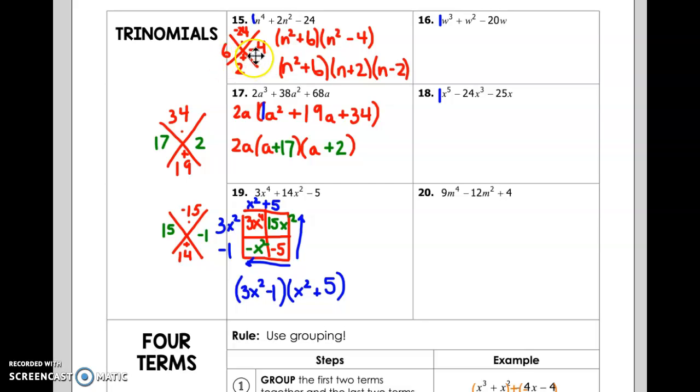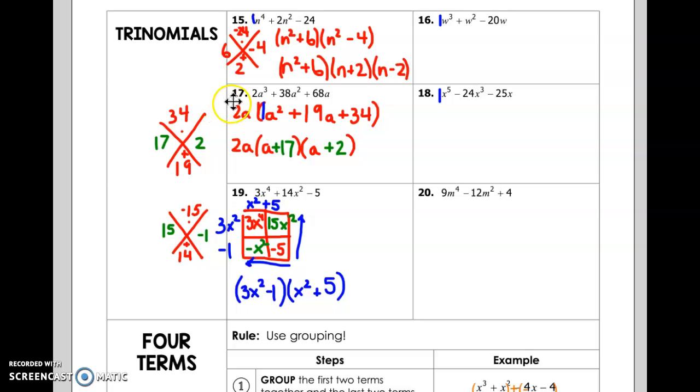And that should be 6 and negative 4. Okay, double check, make sure you agree. 6 times negative 4 is negative 24. 6 plus negative 4 is 2. Then what happens is this term, if I am separating it out, should be n squared and n squared. N squared times n squared gives me n to the 4th. Okay, so then I have n squared plus 6 times n squared minus 4. And we think we're done, but wait, we're not. This is a difference of squares. So I've got to take that one step further and separate that out and make it n plus 2 and n minus 2, because both of these are perfect squares and there's a difference.